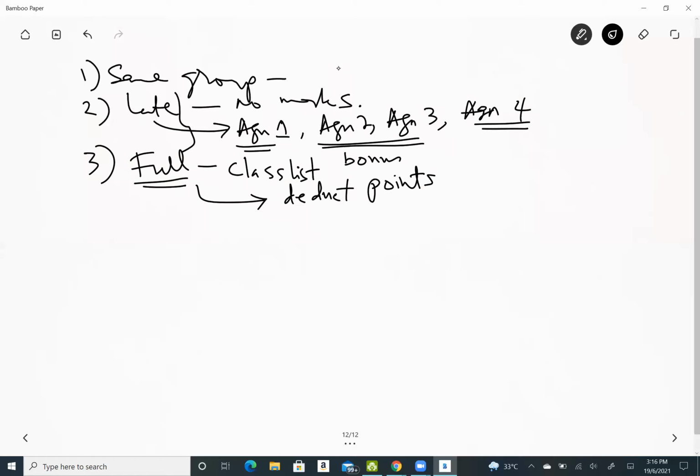So if you don't want any marks to be deducted for the final, make sure you rewrite your name as full name. Okay, so please check. Make sure your name is exactly as in the class list. If your name starts with Ahmad Najib, you can't just put Najib there. Your name is Ahmad Najib, so you start with Ahmad Najib.